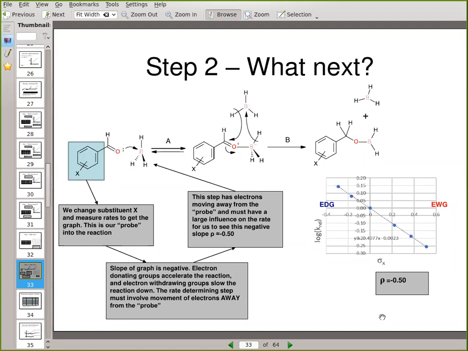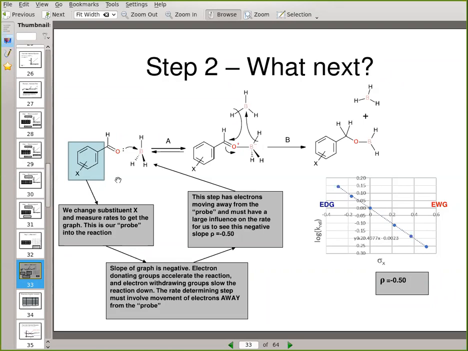Okay. So that is the procedure of how you build up a Hammett plot, and that is how you interpret them. You interpret them based on the slope. If the slope is positive, then there's a gain of electrons towards our probe in the rate determining step. If it's negative, there's a loss of electrons away from where our probe is, where we change from electron donating to electron withdrawing groups. If the slope is negative, then we know that there's a loss of electrons, a donation of electrons away from the probe in the rate determining step.